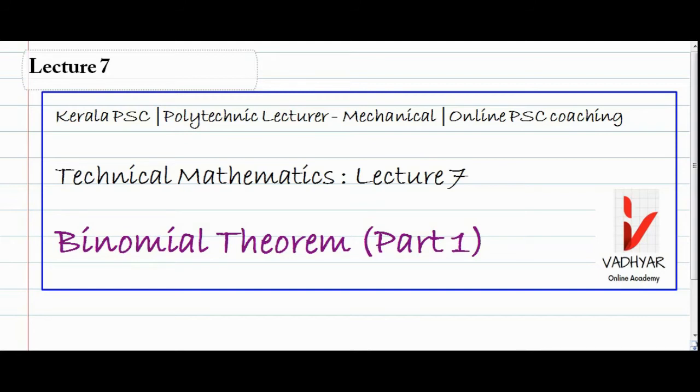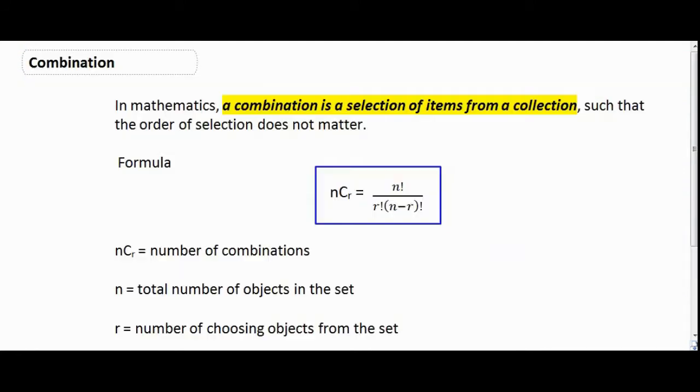Okay, so before proceeding with binomial theorem, let's have a look at combination. What do you mean by combination? A combination is a selection of items from a collection. So it is denoted as nCr. And the formula is nCr is equal to n factorial divided by r factorial into n minus r factorial. So here nCr is number of combinations, n is total number of objects in the set, and r represents number of choosing objects from the set.